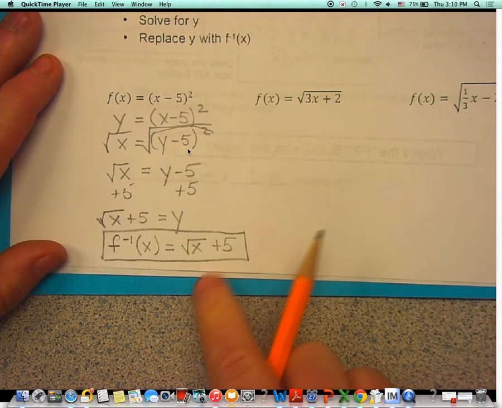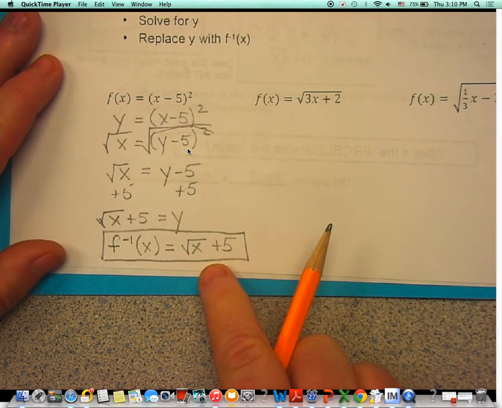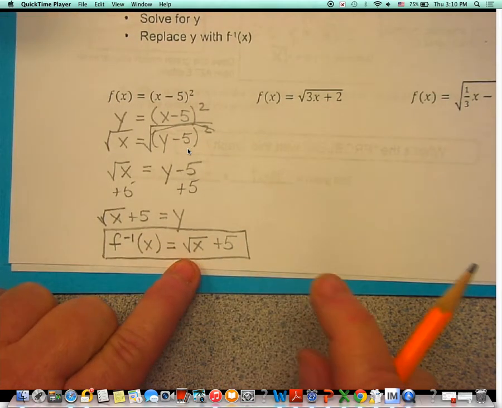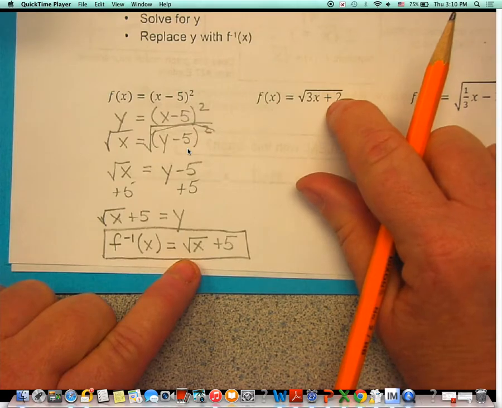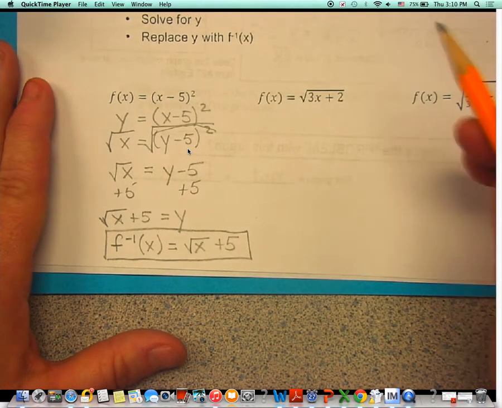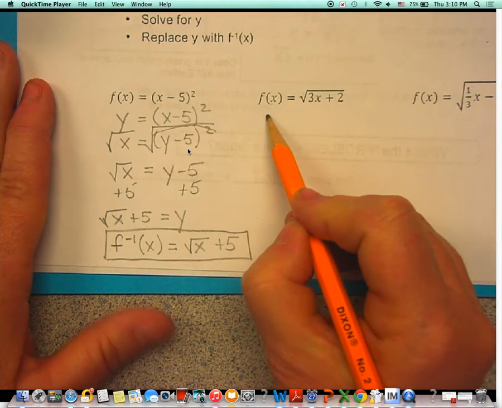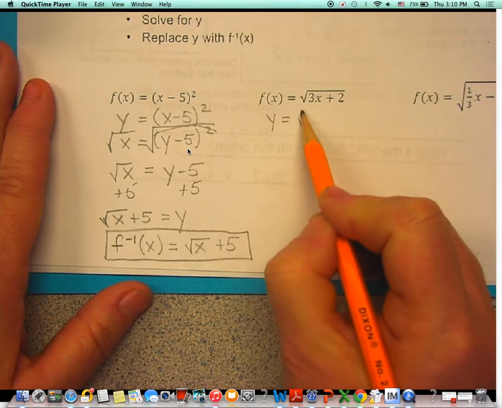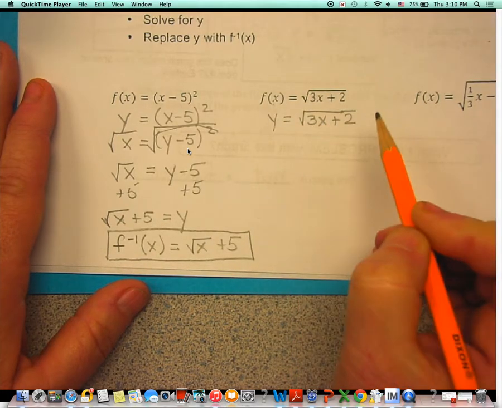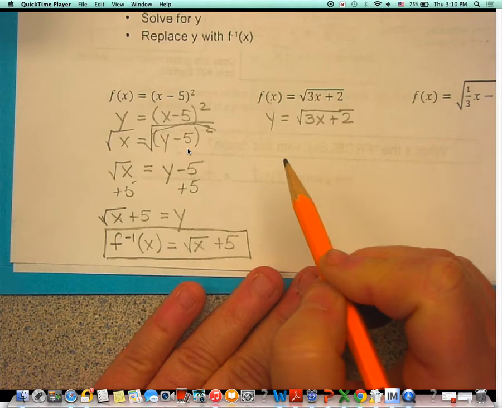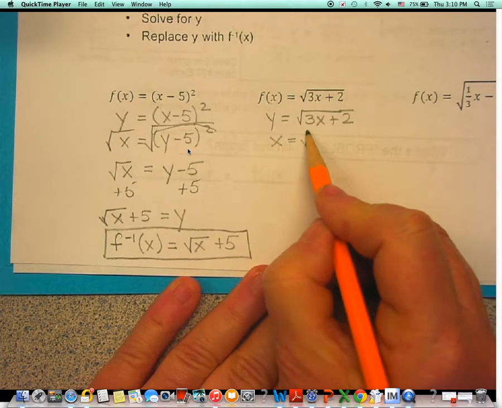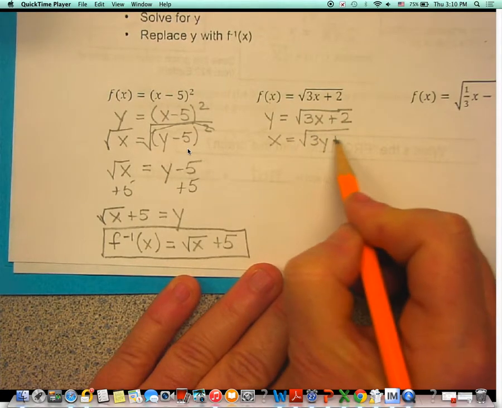Did we end up with a square root? Yes, we did. Started out with a square, the inverse would be a square root. This time we're going to start out with a square root. What's going to be the inverse? A square or a quadratic. So we replace f of x with y. So y equals the square root of 3x plus 2. And then, what do you do next? Switch x and y. So x equals the square root of 3y plus 2.